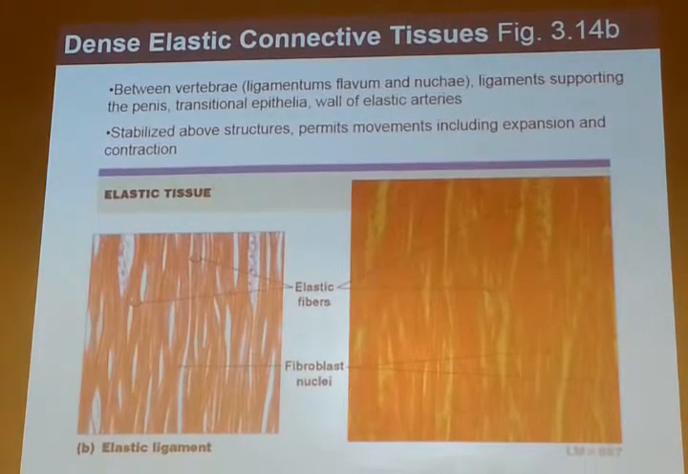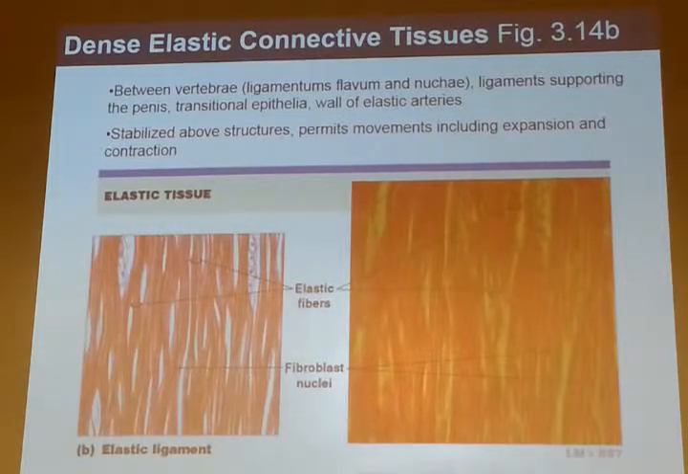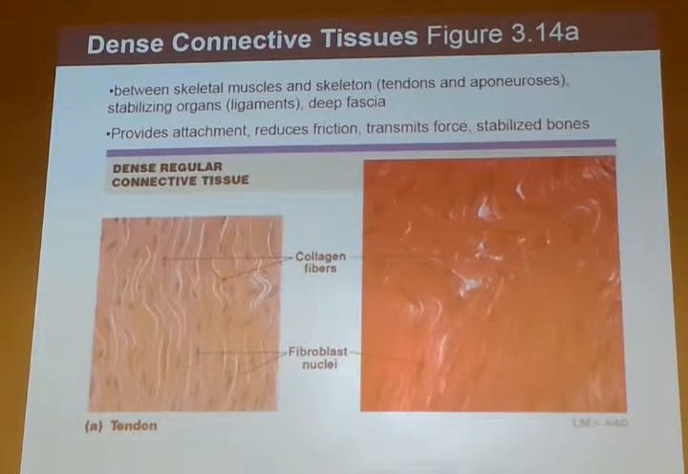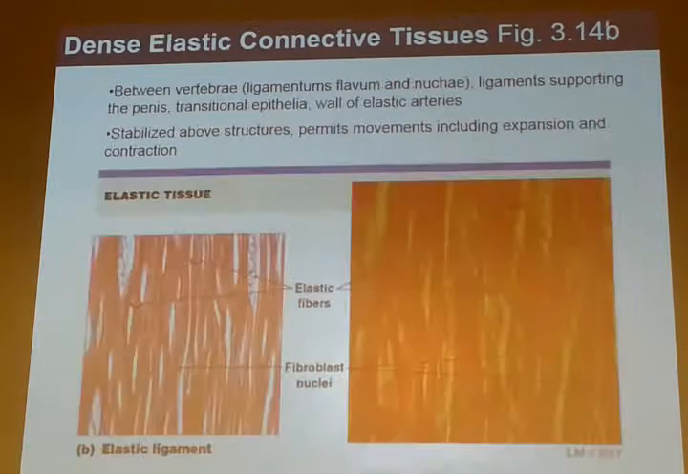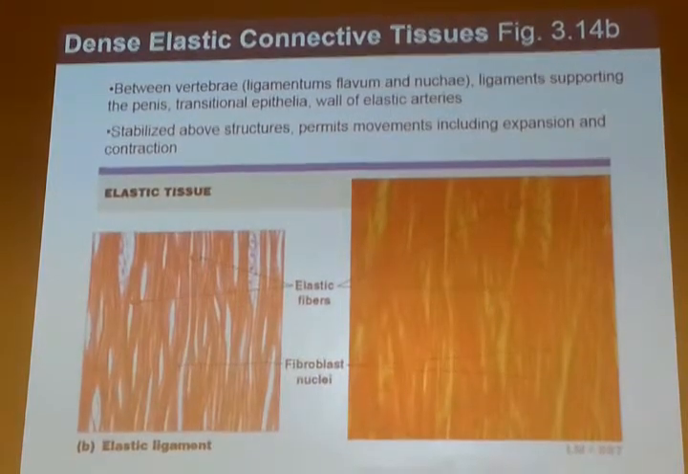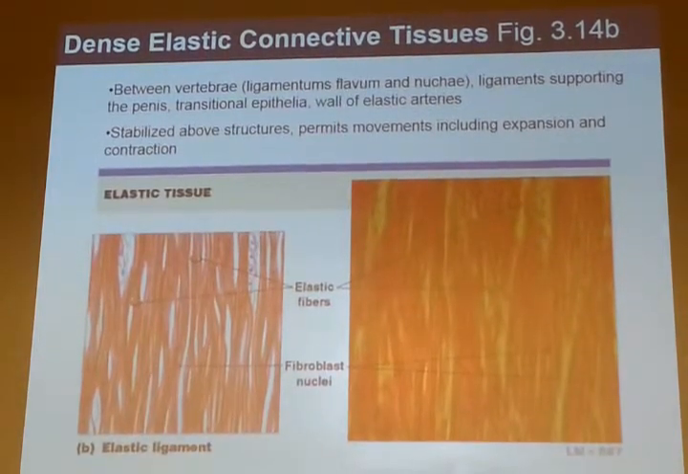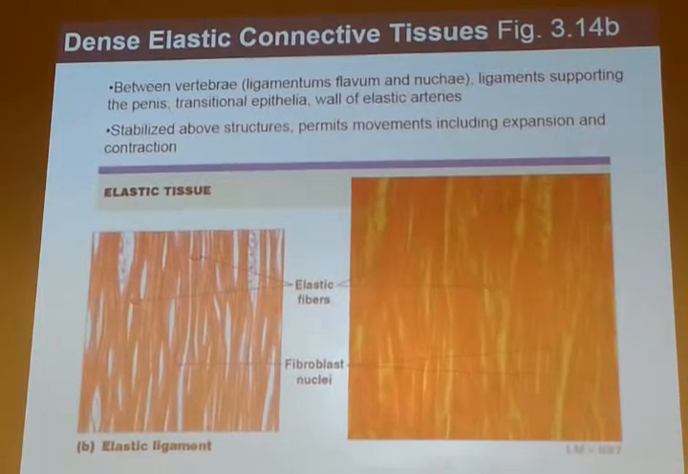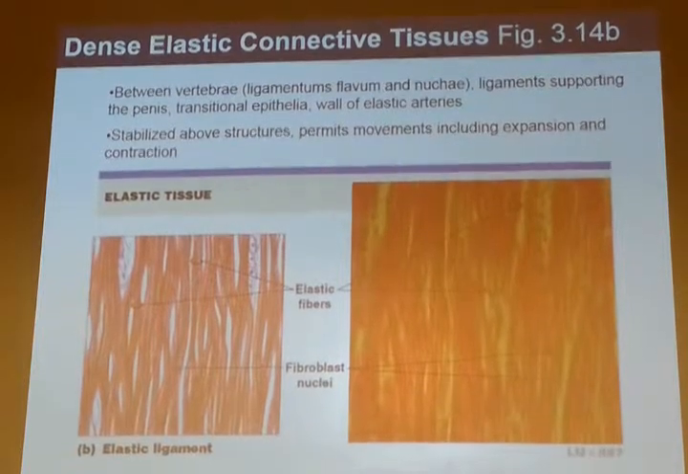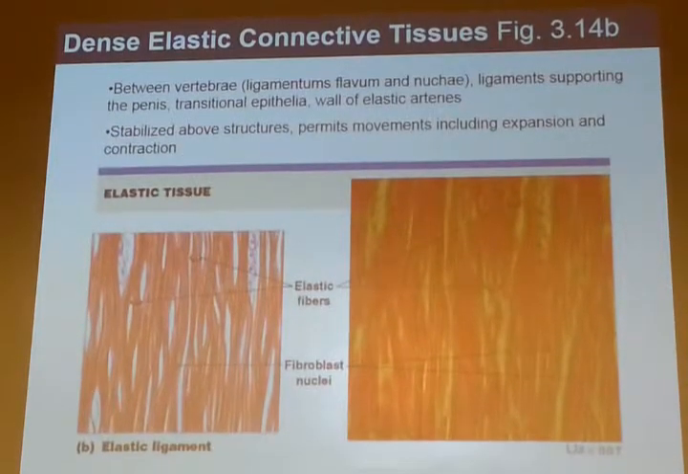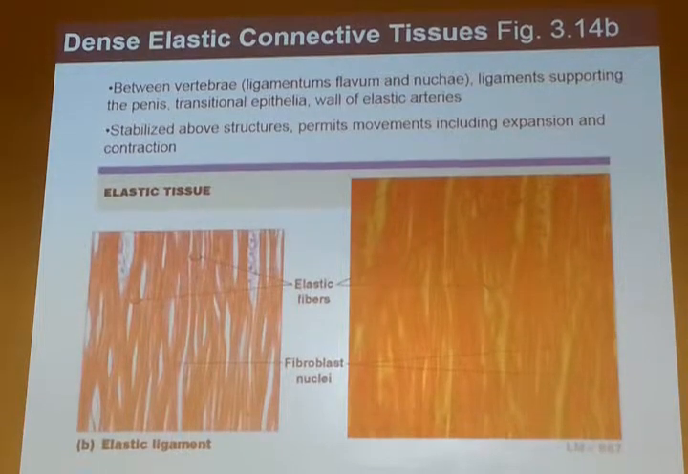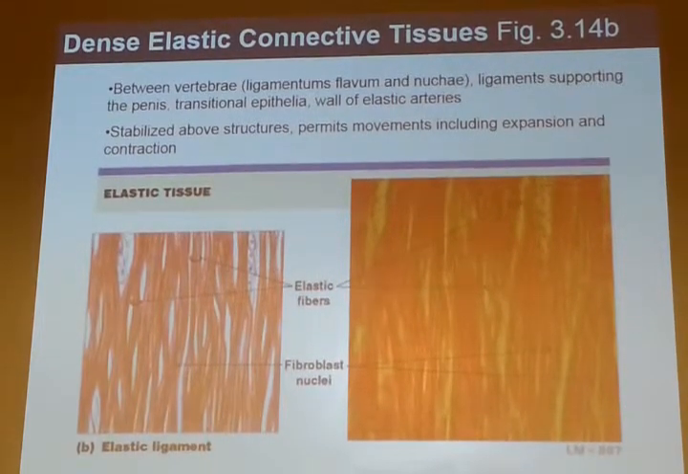The ligament that's going up the back of your spinous process is called the ligamentum nuchae. And then you also have one inside your vertebral canal that's called the ligamentum flavum. And these are elastic ligaments designed for that bounciness. So you're in class, you're falling asleep, boing, your head comes up and you wake up. That boing causes you to wake up.